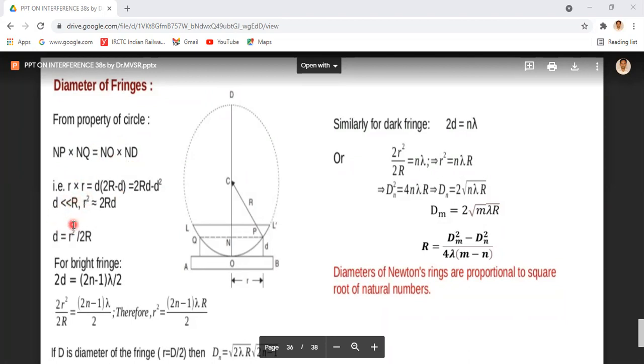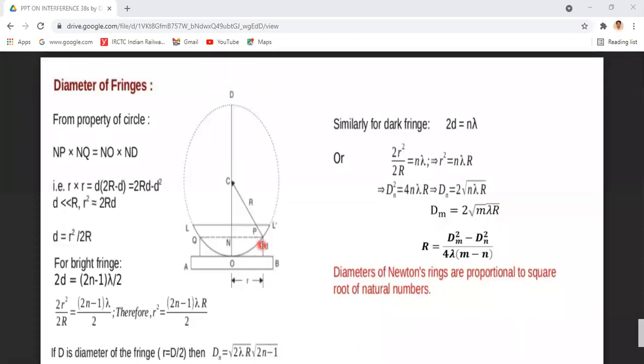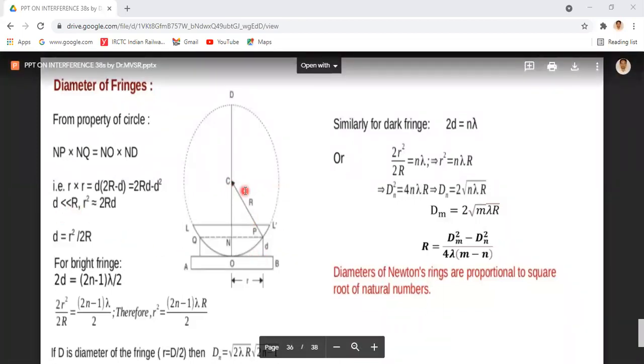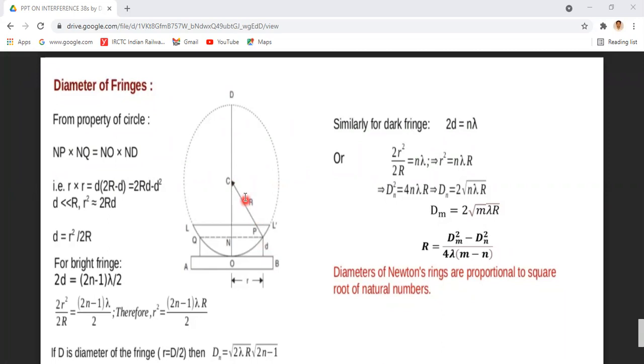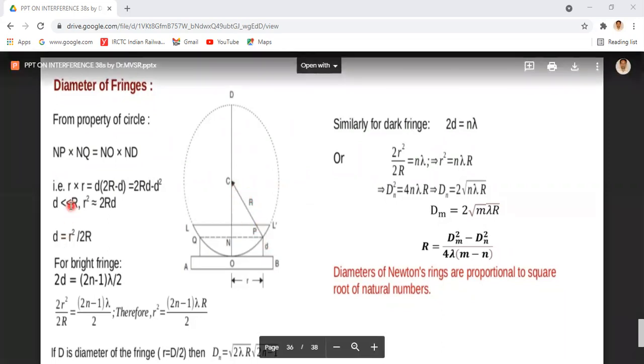So you put r into r, that is r square, is equal to d into (2R minus d), which is 2Rd minus d square. If d, the thickness of this curved air film, is very much less than R, where R is the radius of curvature, that is, R is very much greater than d, then r square is equal to 2Rd.